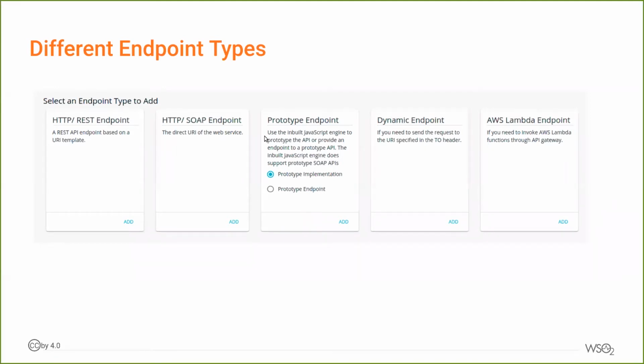The other type is the prototype endpoint. There you have two options, the prototype implementation, which we are going to see later in this discussion, and the prototype endpoint type. And finally, there's the AWS Lambda endpoint type, which you can use to invoke AWS Lambda functions through the WSO2 API Gateway.